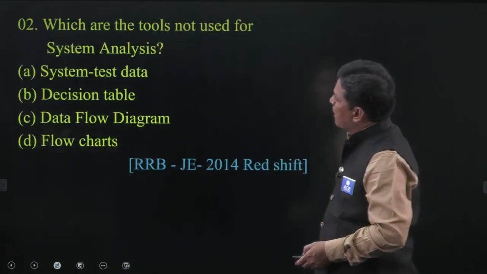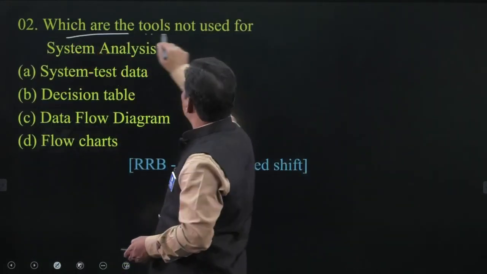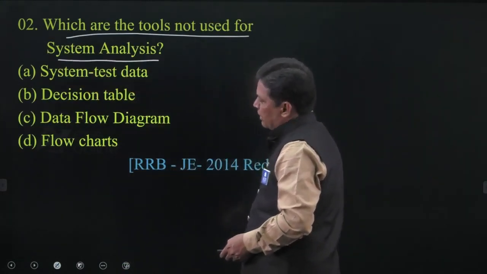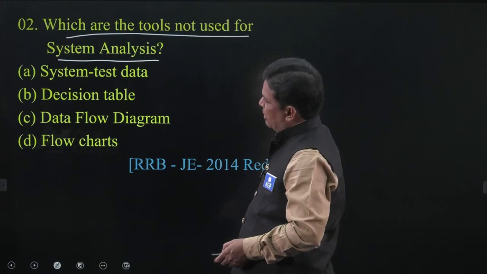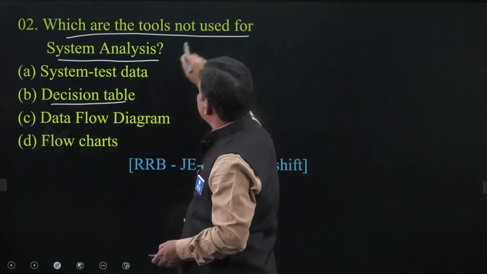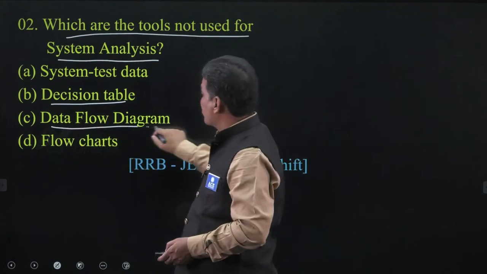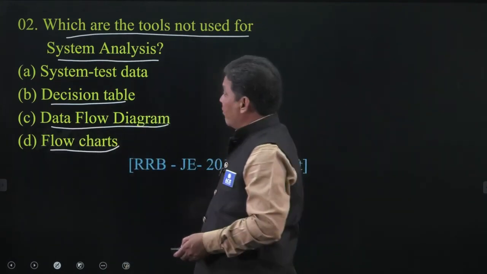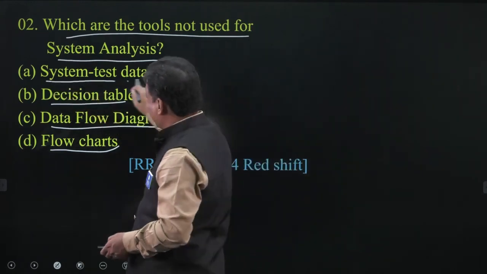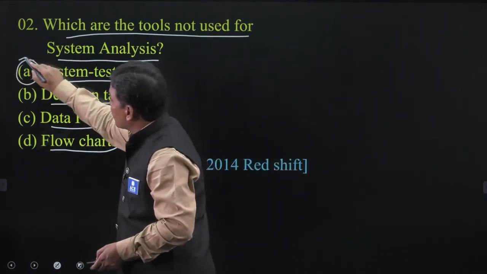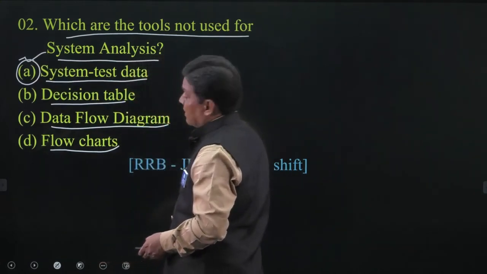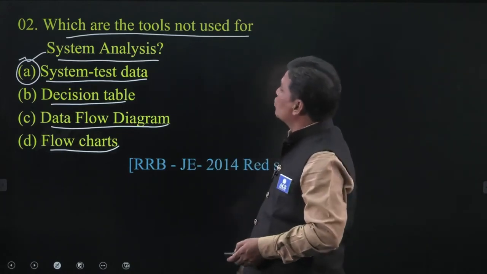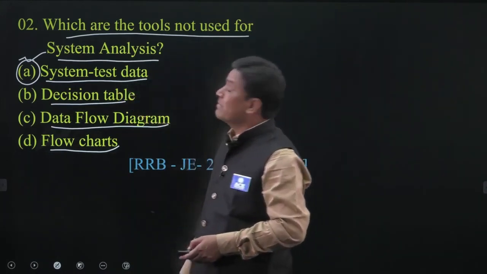Coming to the next question: which are the tools not used for system analysis? System test data, decision table, data flow diagram, flow charts. Decision tables can be used in system analysis. Data flow diagrams are also used for system analysis. Flow charts are also used for system analysis. Whereas system test data cannot be used for system analysis. Why? System test data is used for testing purposes, not for system analysis. So the tool not used for system analysis is system test data.